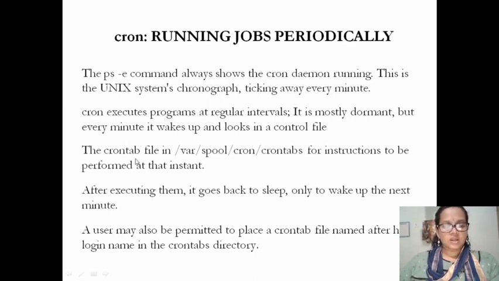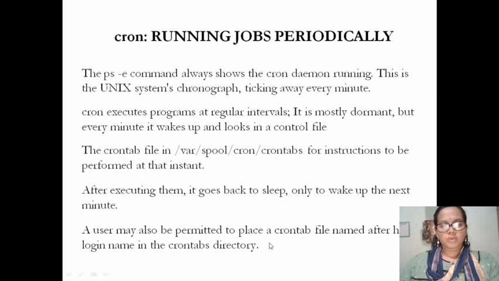Okay, the crontab file. So here there is one file which is maintaining all the activities. So the crontab file, which is in /var/spool/cron/crontabs, holds instructions to be performed at that instant. So someone should be there, or some structure should be there, in order to store all these things, isn't it? So that is done and taken care of by your crontab. After executing them, it goes back to sleep only to wake up the next minute. So for the next minute, it will go back.